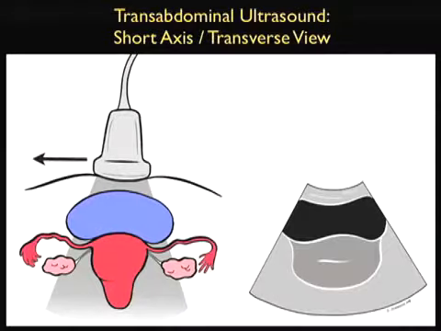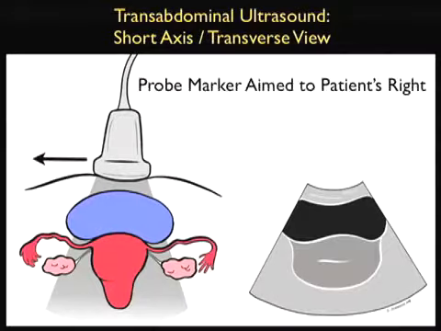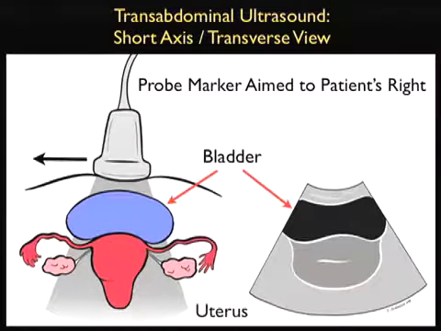Here's an illustration showing what the structures will look like as taken from the transabdominal approach short axis or transverse view. Remember that the probe marker will be aimed over towards the patient's right side to make the short axis or transverse view of the female pelvis. Again, we'll see the distended bladder anteriorly, and just posterior to the bladder we'll see the uterus. Now, because we're in cross-section here, we can actually investigate the adnexa by swiveling the probe from side to side.